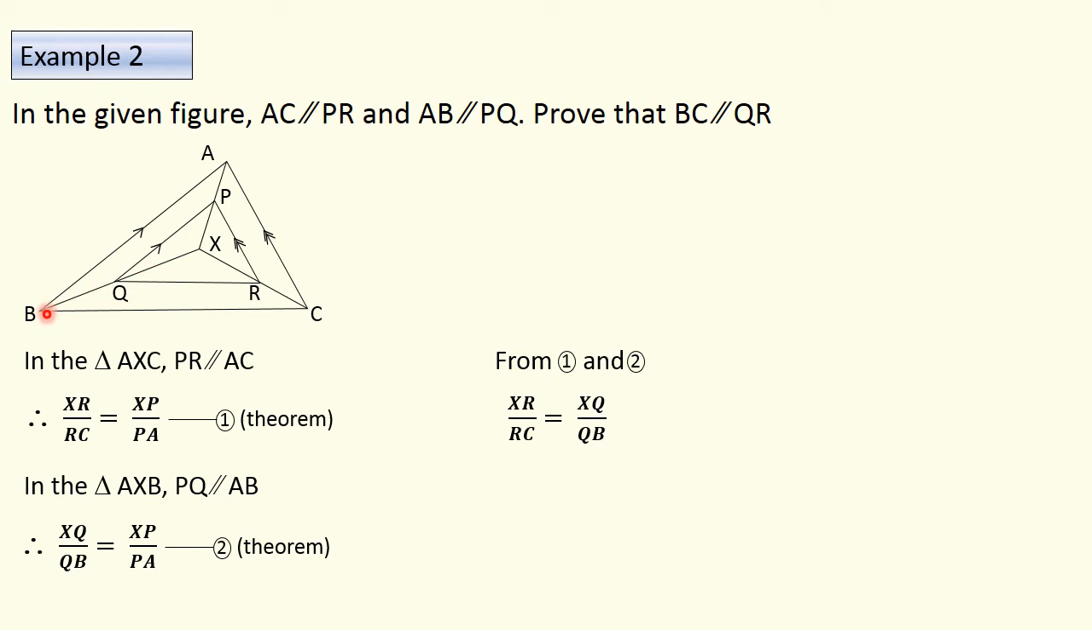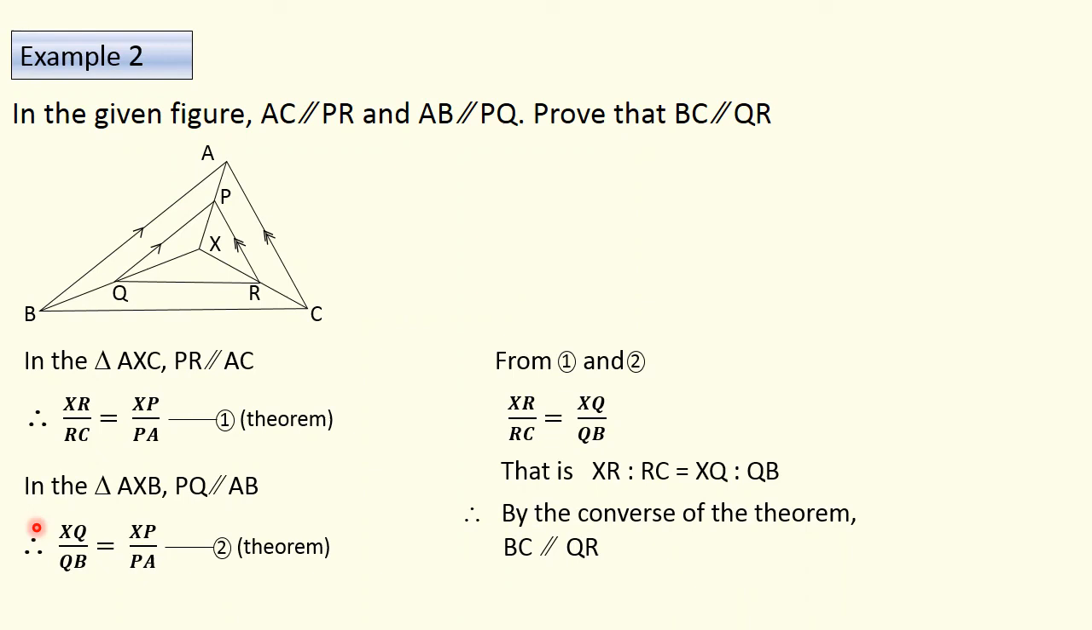Just as we learned the converse of the theorem, it says that in any triangle, if the divisions are equal, that means the ratio is equal. Here XR over RC equals XQ over QB. So the divisions are proportional. So according to the converse of the theorem, QR is parallel to BC. Since XR is to RC equals XQ is to QB, by the converse of the theorem, BC is parallel to QR.